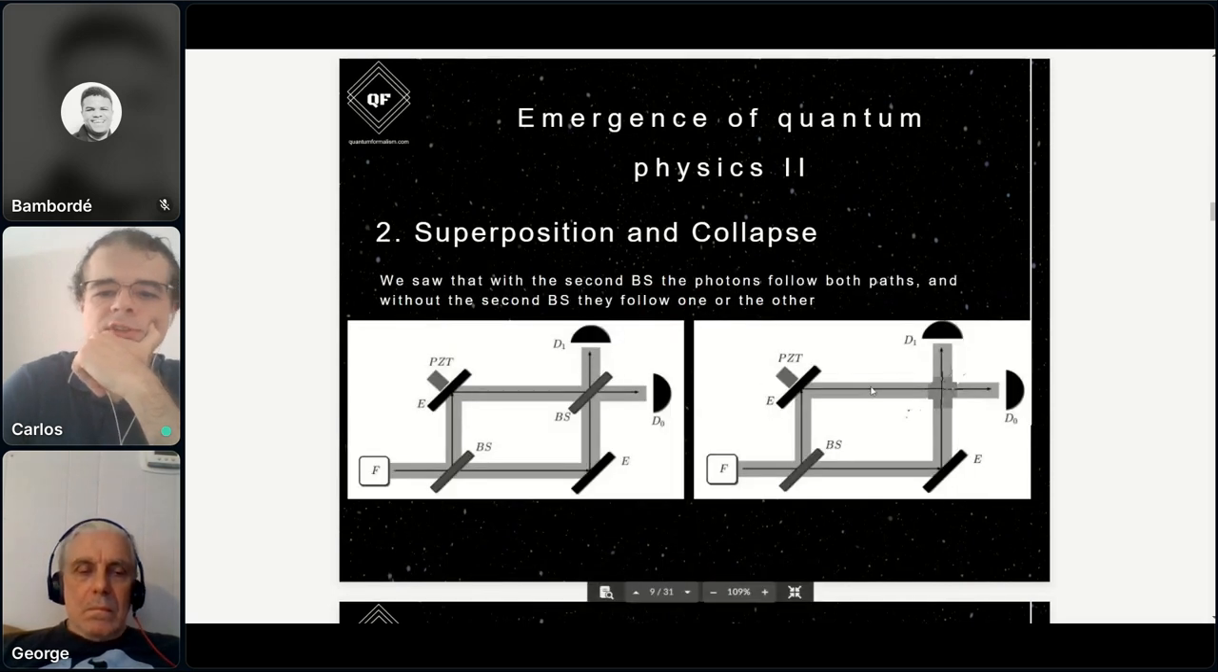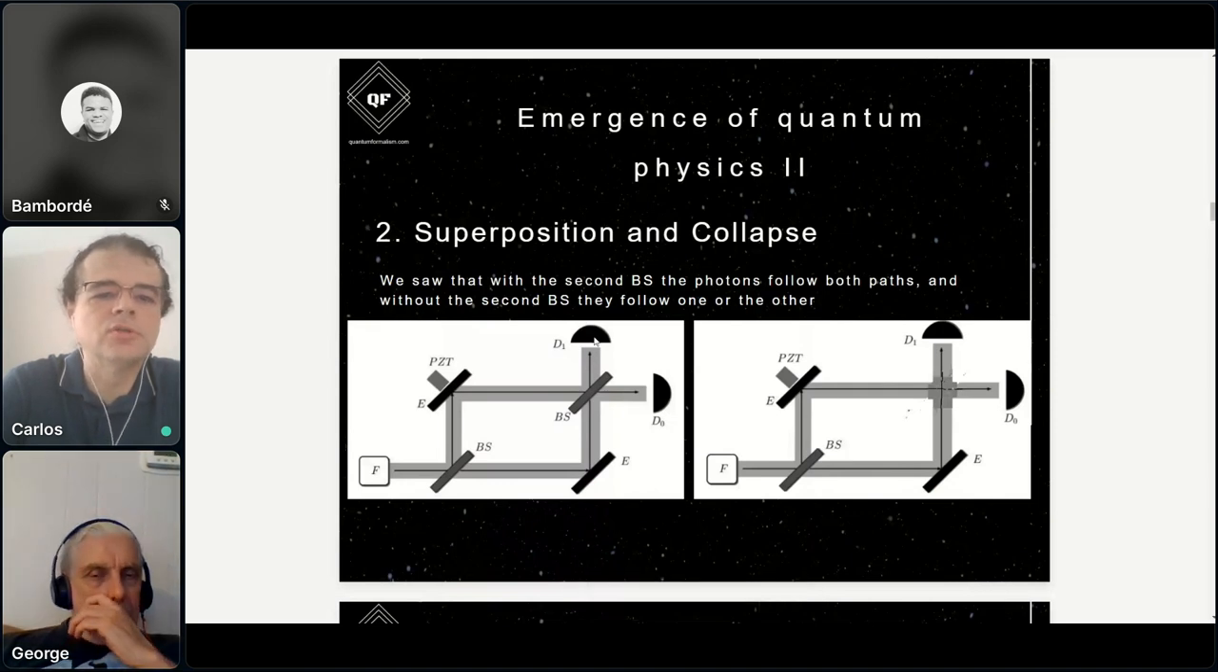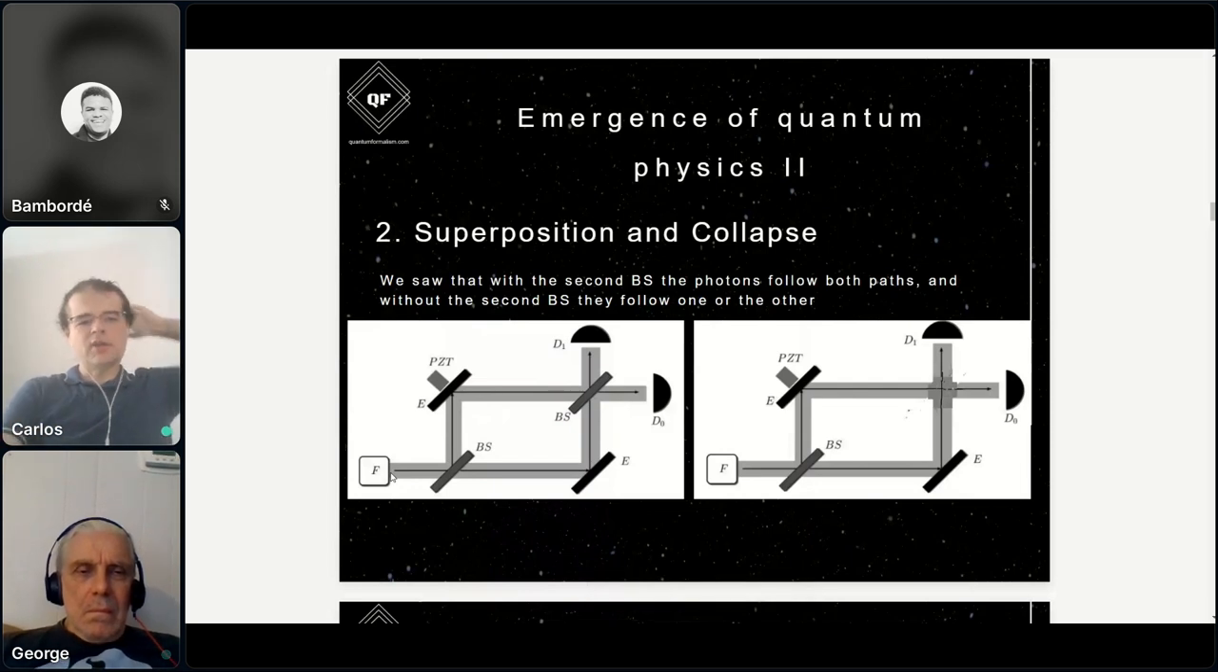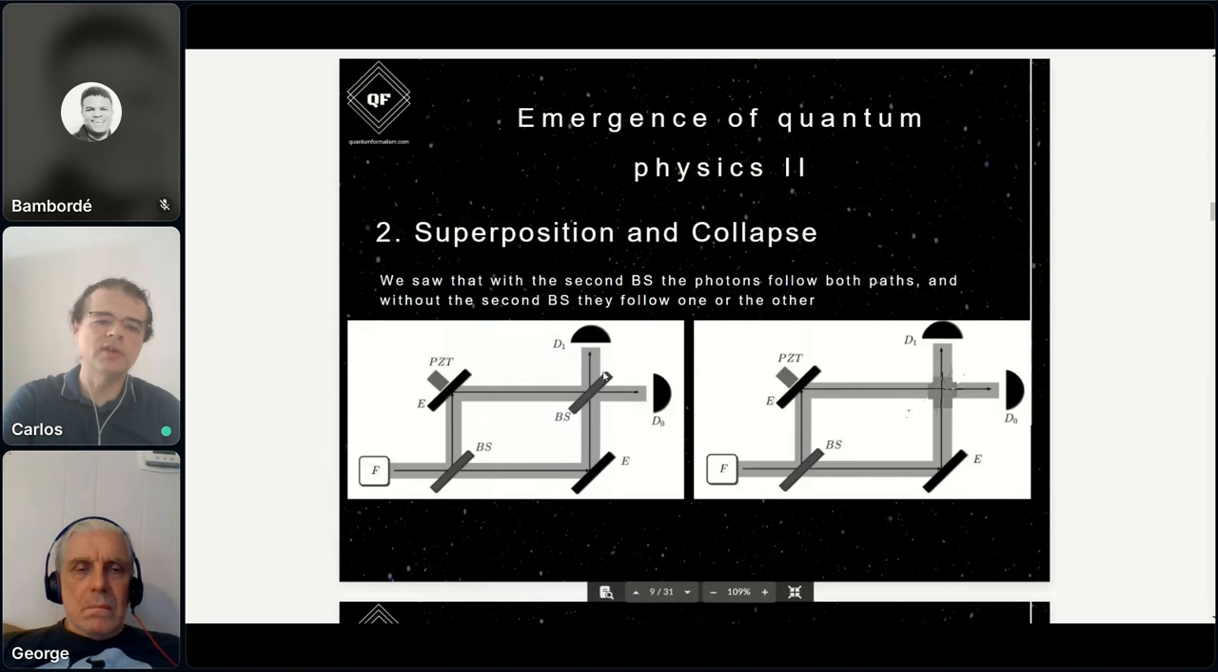The only difference is that in the first case, 50% of the time the photon will be detected here, and 50% of the time it will be detected in D0. In the second experiment, I just put a beam splitter here, and the photons behave like waves and seem to come from both directions, bottom and upside. Here they are in phase, and here they are phase opposite. That's why nothing clicks here, no detection in this second experiment. Without the beam splitter, they follow one or the other. With the second beam splitter, it seems the photons follow both ways, the bottom and up ways.